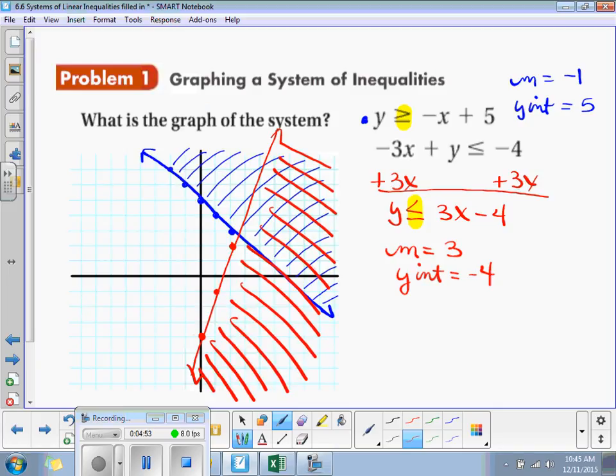Now the solution of this system of inequalities is where you can see both types of lines. I have red and blue. You guys have some going in one direction, some going the other direction, right? So wherever you see the two types of lines, that is where the solution of the system of inequalities is.